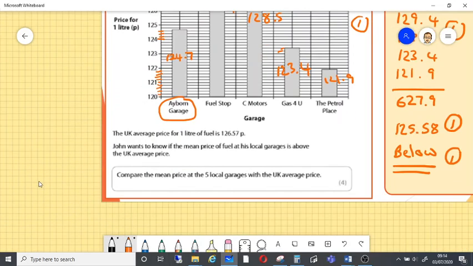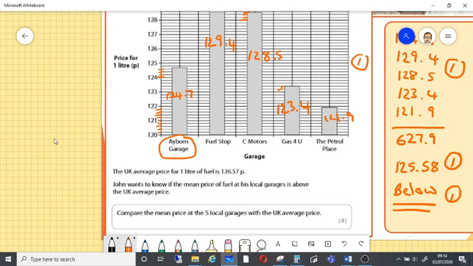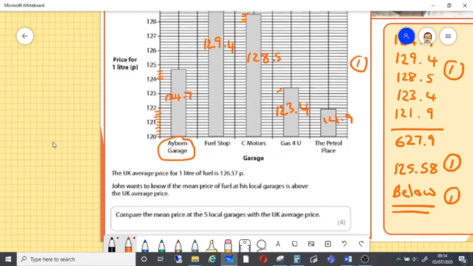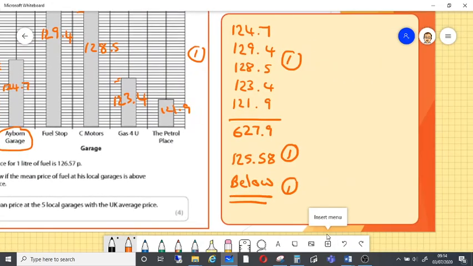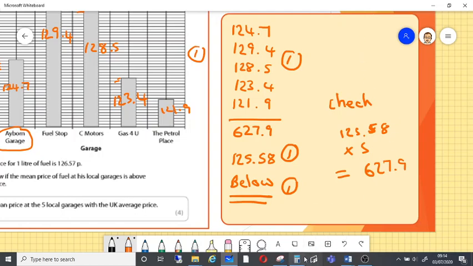If we move down, I thought it said show a check somewhere, but it's 4 marks, and there's not a check on there. But if we were to do a check, we could quite easily do one. These checks are really important for functional skills. 125.58 times by 5 should equal 627.9. And that's it.